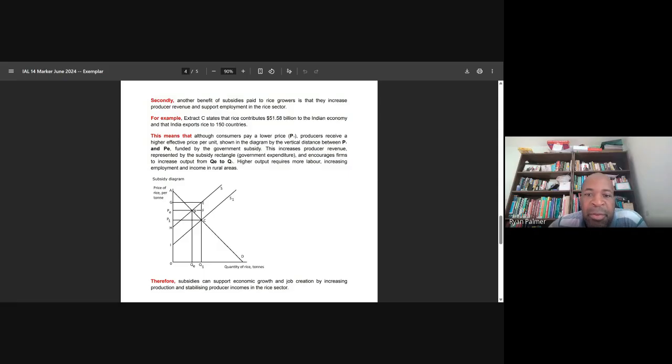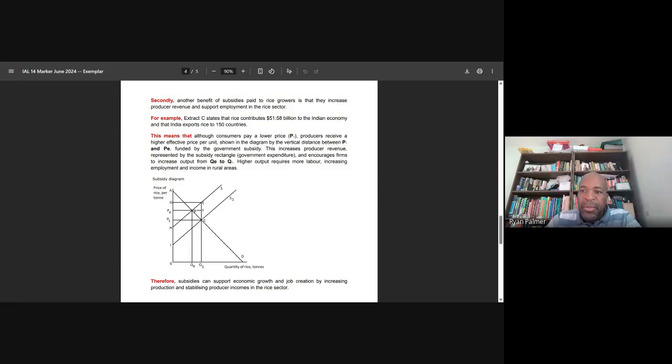funded by the government subsidy. So this increases producer revenue, represented by the subsidy rectangle, which is the government expenditure. So the subsidy rectangle will be GECP1. And continuing the sentence, and encouraging firms to increase output from QE to Q1.